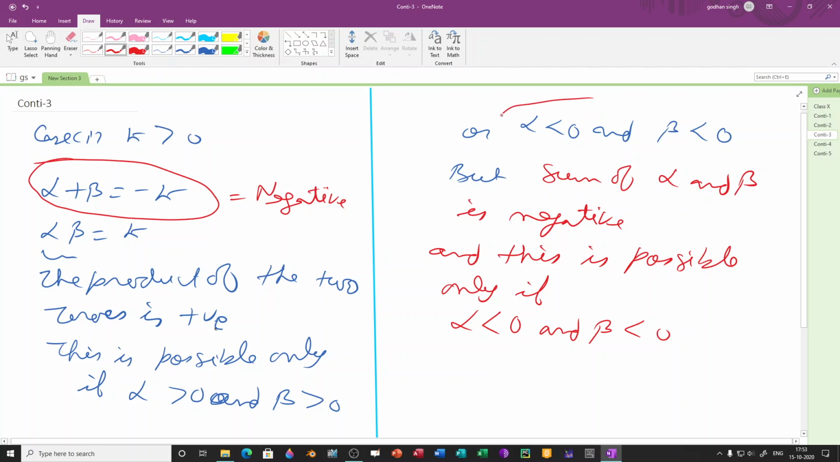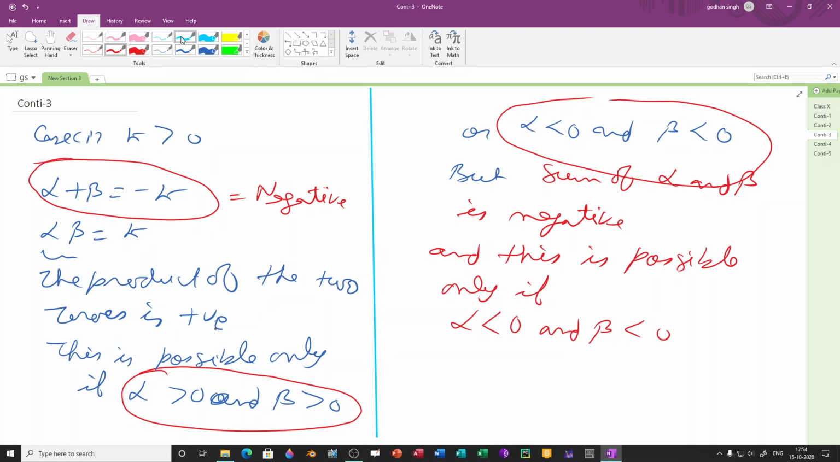cases. One is alpha is less than 0 and beta is less than 0. Another one is alpha is greater than 0 and beta is greater than 0. So if both are positive, their sum cannot be negative. The only possibility which we are having is that alpha is negative and beta is negative, then only the sum can be negative, and when we multiply them, we get a positive number.